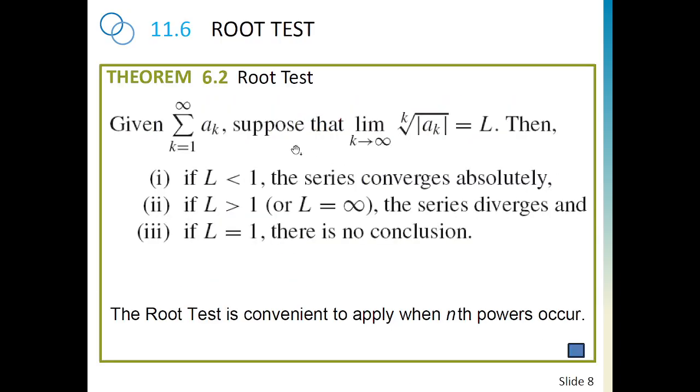Similarly with the root test, here we have a general series again, and then we compute the kth root of the absolute value of the general term. Obviously this will eventually be a positive number. If that number is smaller than 1, the series is absolutely convergent. If the limit is bigger than 1 or does not exist, the series is divergent. And again, if the limit is 1, we cannot draw any conclusion, we need to use some other test.